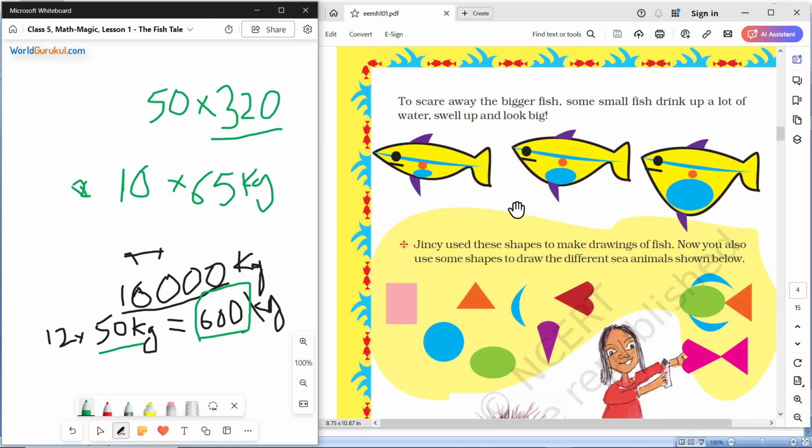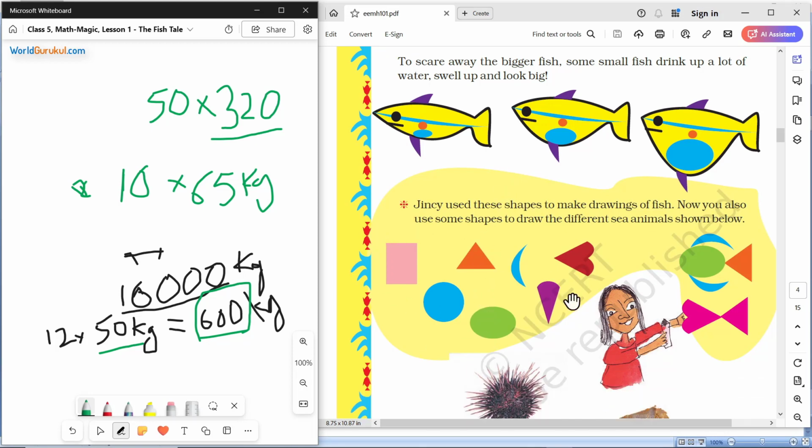There's a puffer fish. When someone catches it, it takes in the air and becomes a ball. So it slips away easily and it's difficult to catch. And the enemy is scared. Big fish are scared by looking at that.